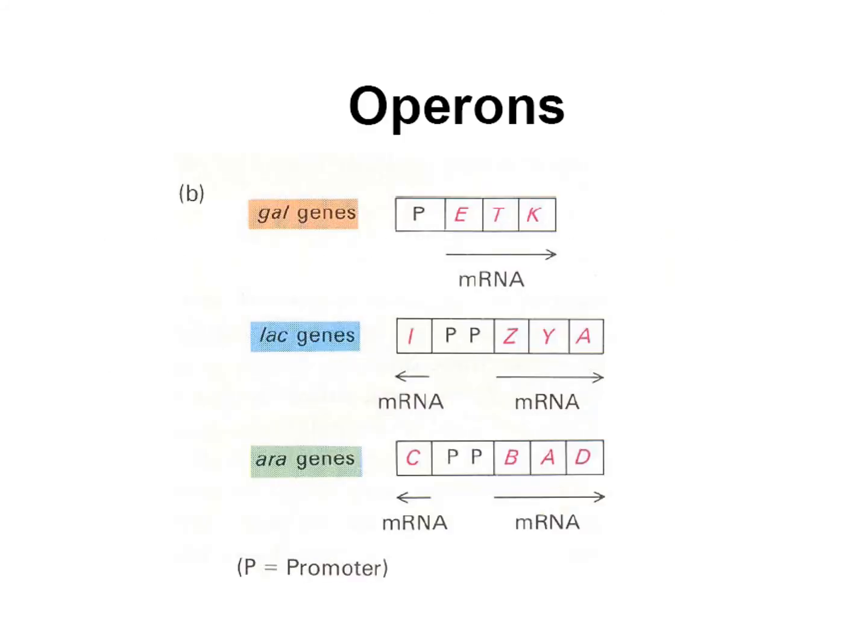We have the GAL operon, the LAC operon, and the ARA operon. These are all for different enzymes, and we have the promoter sites that control the expression of these enzymes.